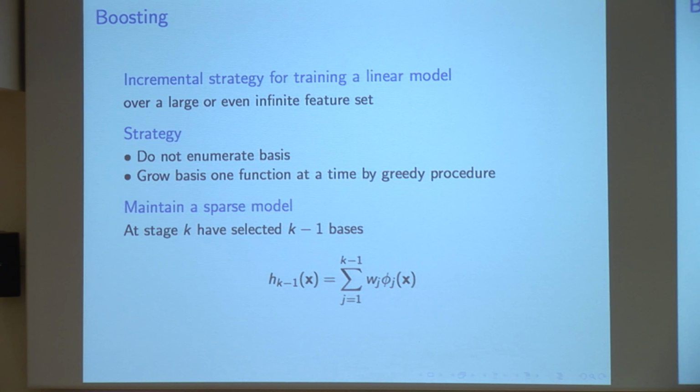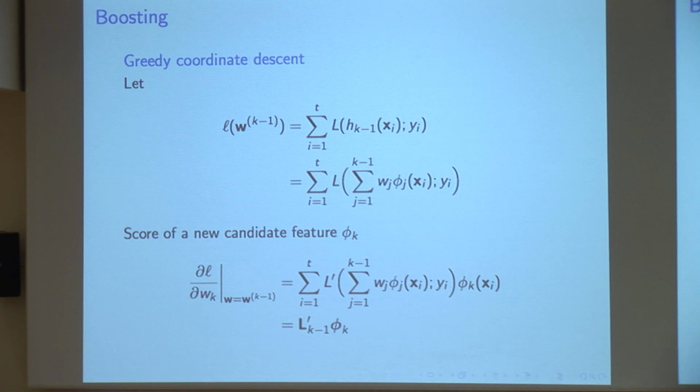What we're going to do is we're going to have a greedy procedure that incrementally grows the basis. So we're going to have a meta-algorithm. It'll look like a meta-algorithm that's basically going to take a current model, and then it's going to try to pick the next feature. And then once it's picked the next feature, it's going to add it to the model, and then it's going to adjust the weights. Okay? And how do we think of a procedure like this? We're going to think of it as greedy coordinate descent.